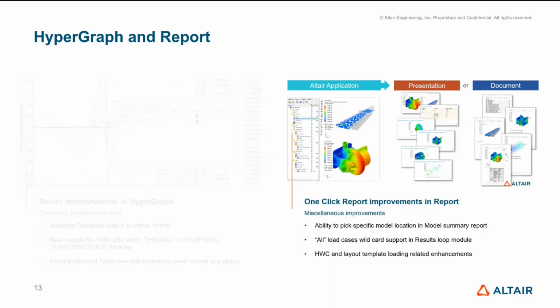Then coming to reports, in the case of automated reports, we have added the ability to pick a specific model location. This is mainly to prepare for multi-model support that's coming in HyperWorks. We have also done some miscellaneous enhancements in the loop module, such as load case selection, HWC, and layout related enhancements. So these are the main updates for the HyperGraph, table view, and report products in this release.